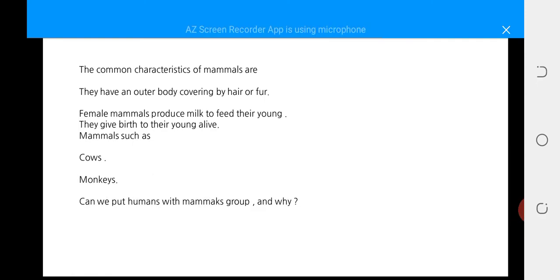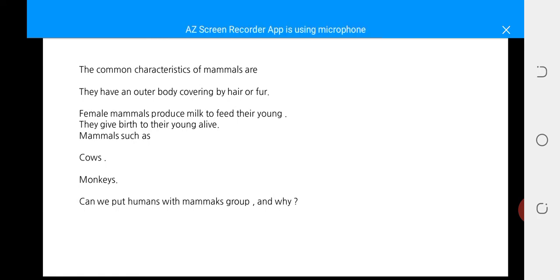Their outer body is covered by hair or fur. This is feature number one. Feature number two: female mammals produce milk to feed their young. Feature number three: they give birth to their young alive. They deliver babies. So any animal that has these characteristics, you will put in the group of mammals.